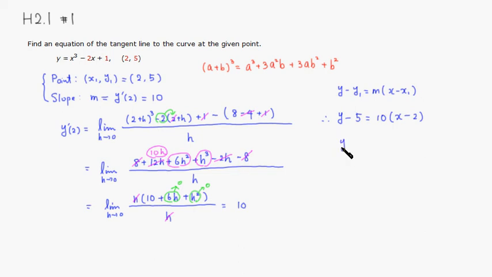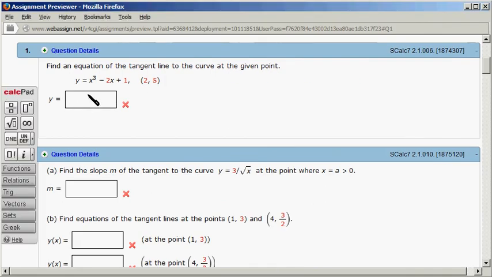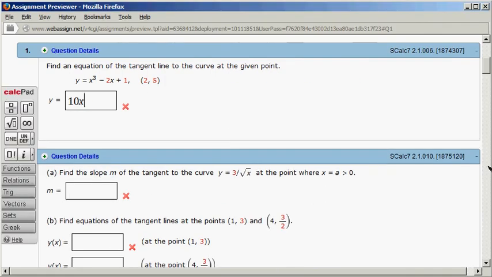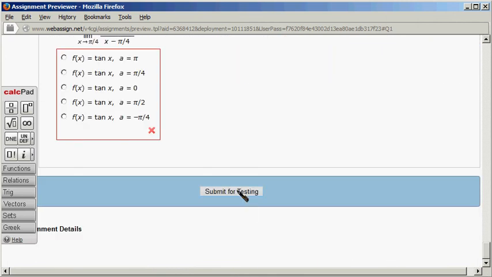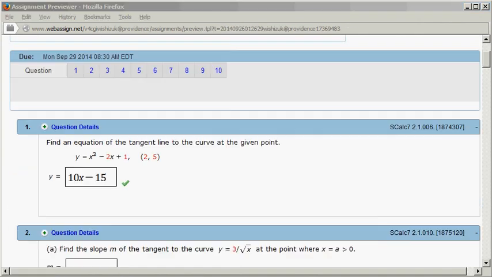Since the question is asking for y equals form, we need to rewrite it by adding 5 to both sides. So you have 10x, and negative 2 times 10 is negative 20, and you add 5 to it, so it's negative 15. So let's type that in. It's going to be 10x minus 15. Let's see if this is correct. It came back and looks like we got this one correctly. That's it. I hope that this was clear.